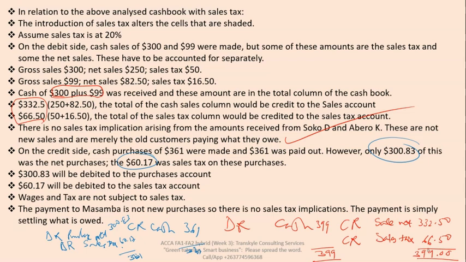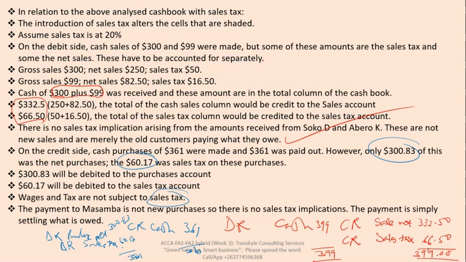All right. Now, wages and tax are not subject to sales tax in most jurisdictions. Sales tax is only charged on some goods which are not zero rated. Okay, the payment to Masamba is not new purchases, so there's no sales tax implication. The payment is simply a settlement of what is owed.